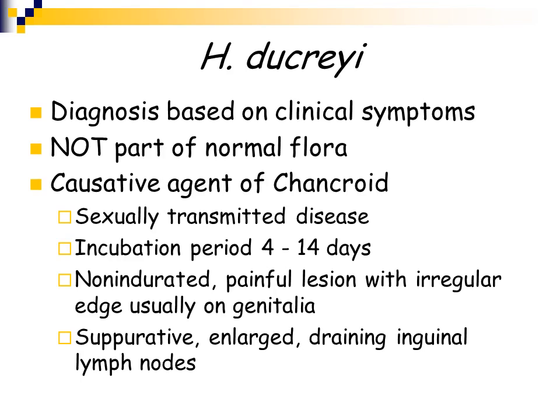Haemophilus ducreyi causes the disease chancroid, which has an incubation period of 4 to 14 days, and the symptoms include a painful lesion on the genitalia, and usually it's combined with a very enlarged lymph node that can be draining and pussy, and the lymph node is the inguinal lymph nodes, or the lymph nodes in the groin area.